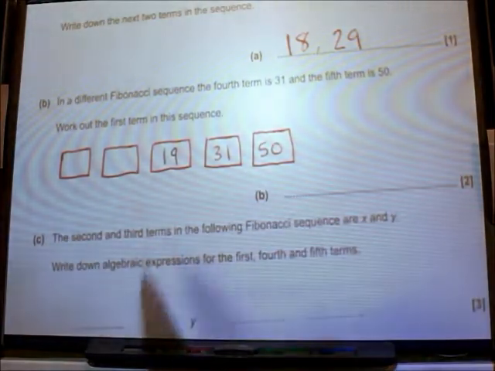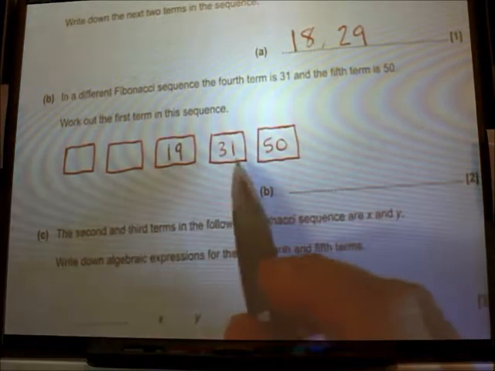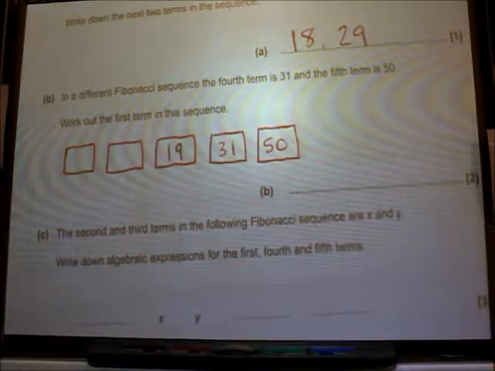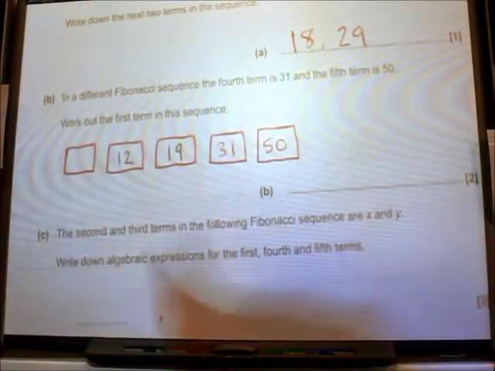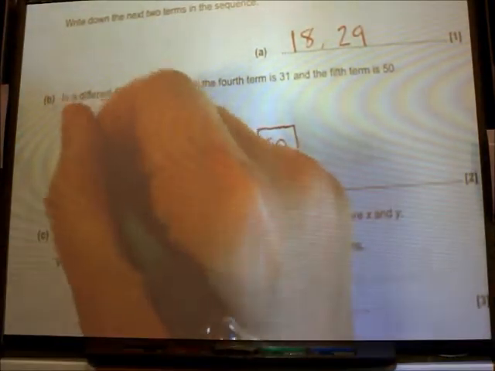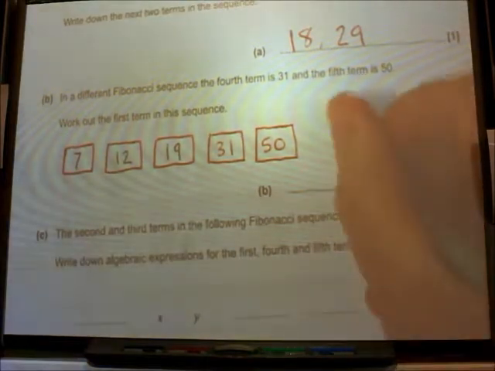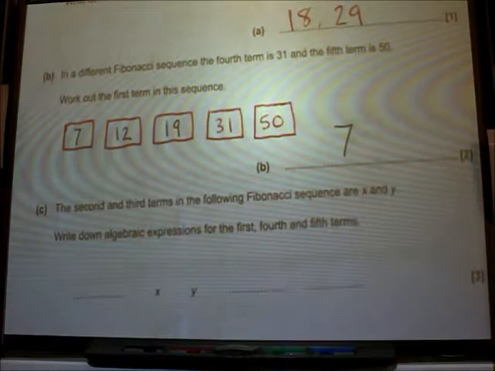And now you can do a very similar thing. What do you add to 19 to get to 31? Well, you could do the subtraction, but the answer there, I believe, is 12. And on the last bit, what do you add to 12 to get to 19? It will be 7. So the first term in the sequence is 7. If you know what a Fibonacci sequence is and you're used to it, it's not too bad.